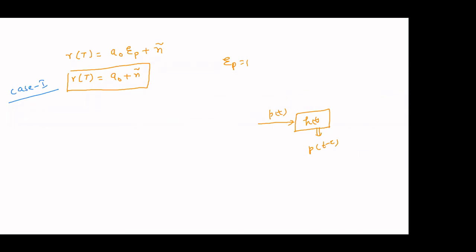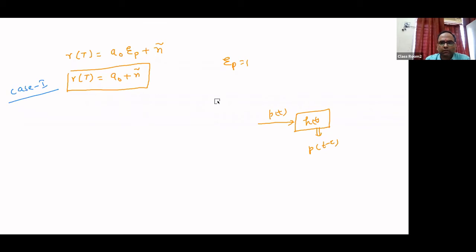Okay, sir. Okay. So EP is equal to 1. The pulse which we are choosing should be such that the energy of this pulse is 1. Then in that case, if EP is equal to 1, RT can be written as A naught plus N tilde, right? And we know that N tilde is a Gaussian noise.